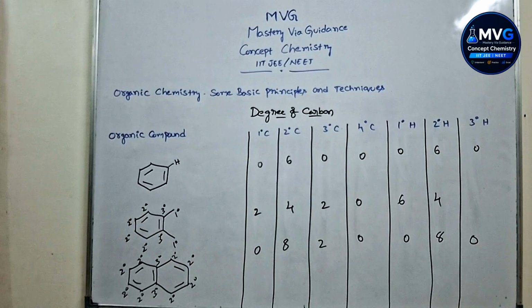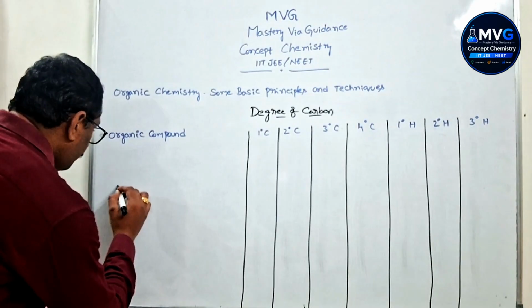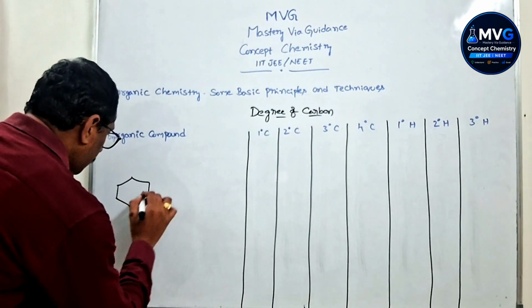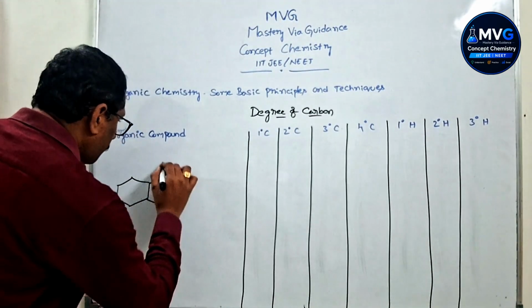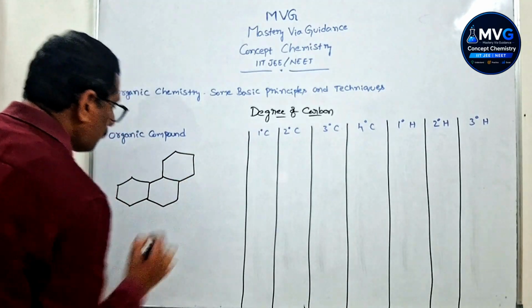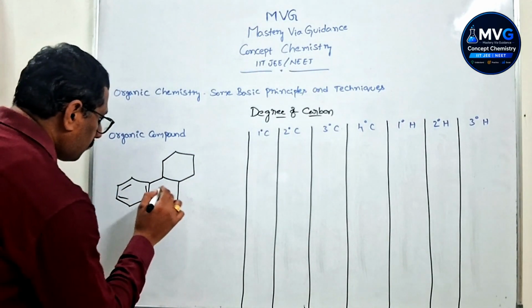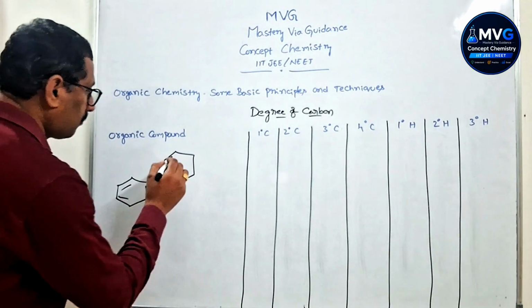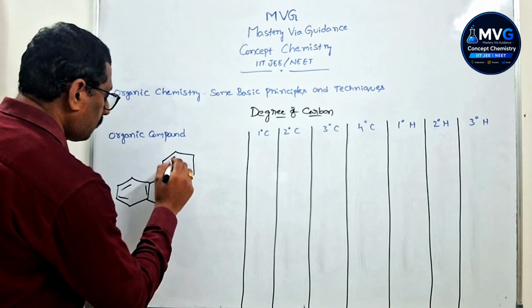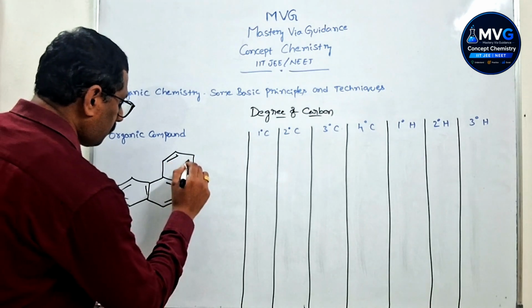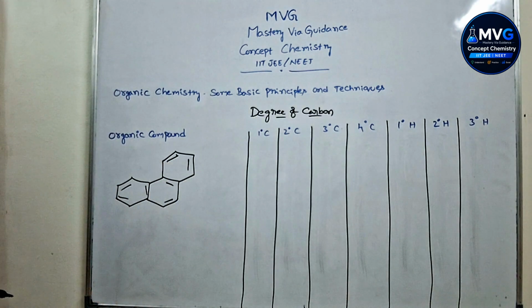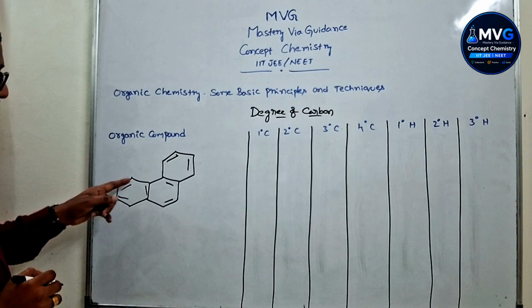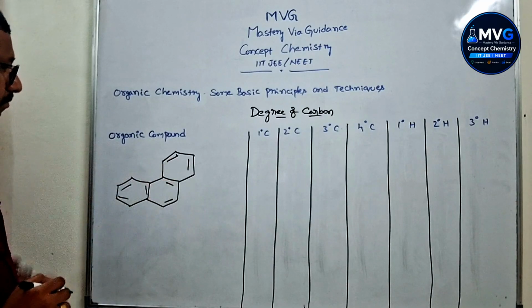Please note down, students. Now find how many secondary and tertiary carbons are there in this given molecule. Students, alternate single bonds and double bonds are there. Observe here.